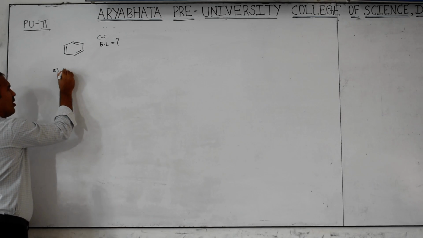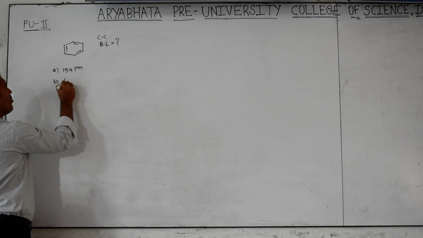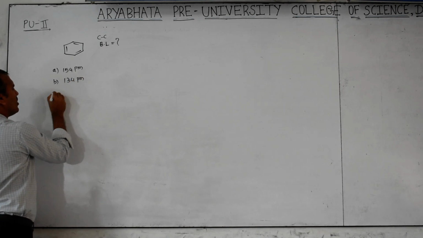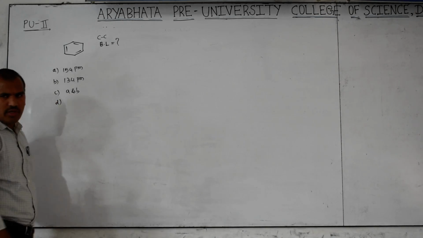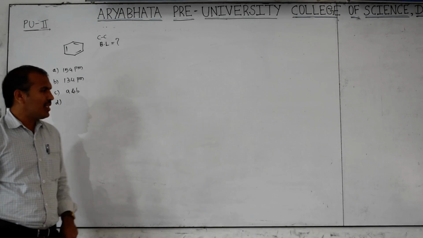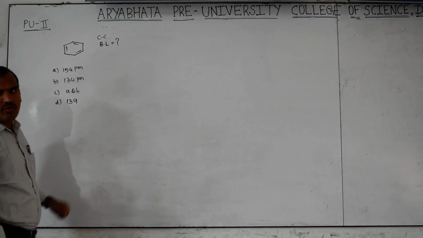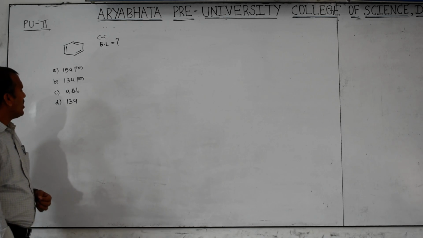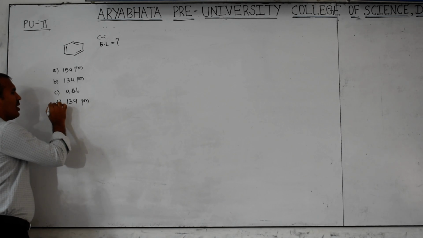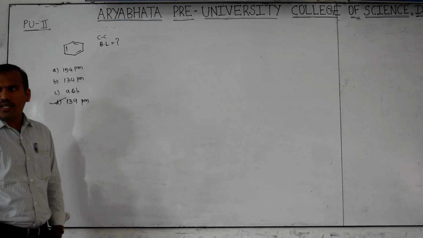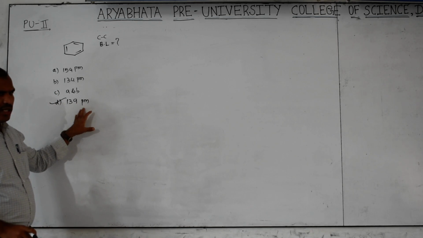One is 154 picometer, B is 134 picometer, C is A and B, and D, actually I wrote 129. That is not 129, that is 139. So 139, because this is the average of 154 and 134. Then this is 139 picometer. Then what is the answer? Last class I explained a little bit. D is the correct answer. Okay, why is it 139?